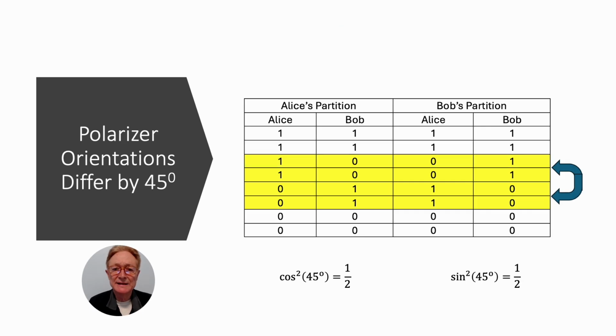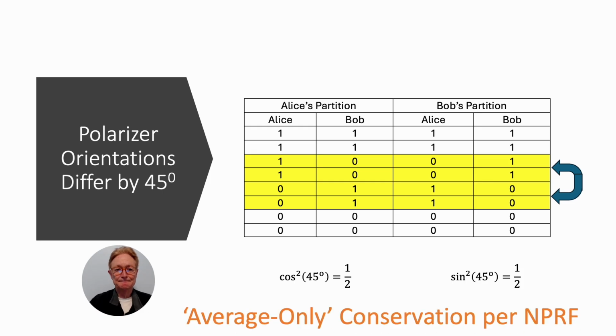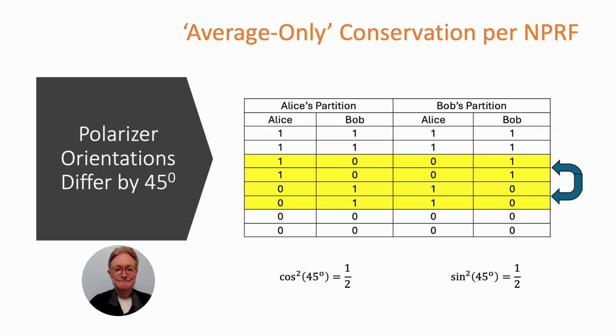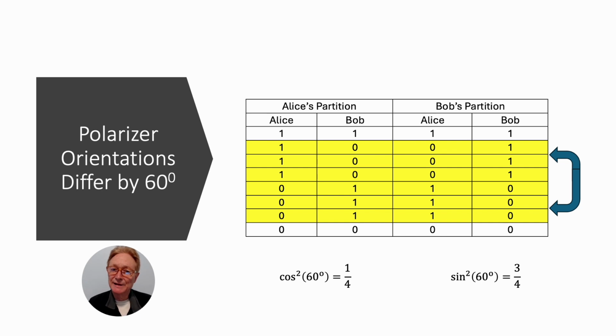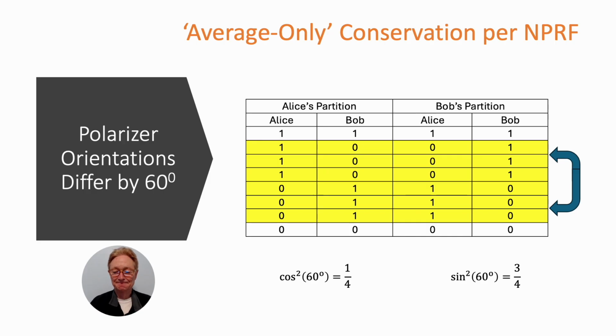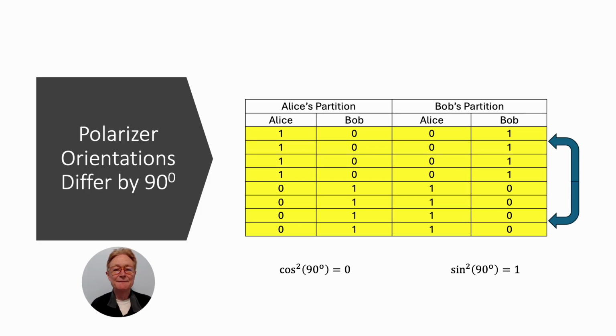This also explains the data at 45 degrees because cosine squared of 45 degrees is 1/2. And this explains the data at 60 degrees because cosine squared of 60 degrees is 1/4. And finally, this explains the data at 90 degrees because cosine squared of 90 degrees is 0. In this case, it's not average only, it's explicit conservation that you can find.